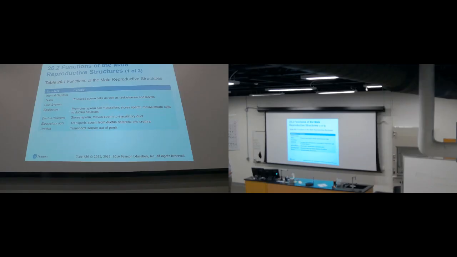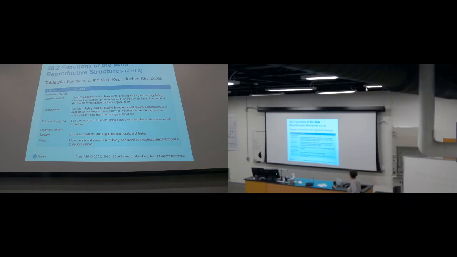And then the duct system, including the epididymis, transfers sperm cells. In the case of the epididymis, it specifically promotes sperm cell maturation and storing of sperm cells. The ductus deferens can also store sperm cells, but more than likely it's just moving the sperm cells to the ejaculatory duct. The ejaculatory duct transports sperm cells from the ductus deferens into the urethra, and then the urethra transports the sperm cells out of the penis.